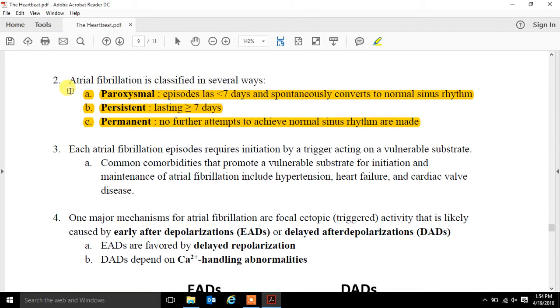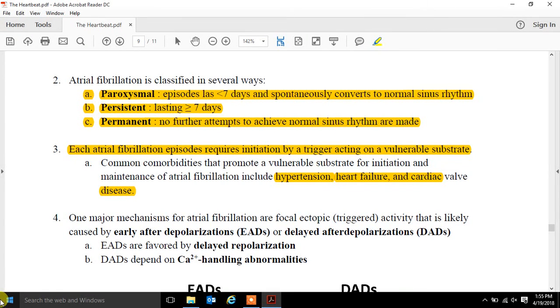Each atrial fibrillation, and they're happening all the time, all over, requires some initiation by a trigger acting on a vulnerable substrate within the myocyte. And we can have comorbidities. Things like age are going to increase or promote the vulnerable substrate for initiation. Things like hypertension, heart failure, cardiac valve disease, those are some of the classic ones. We're starting to see it with age, and that's where we're thinking some of the prevalence is going to increase over time.